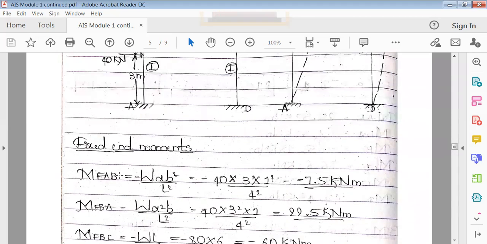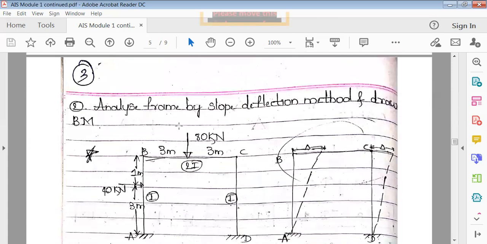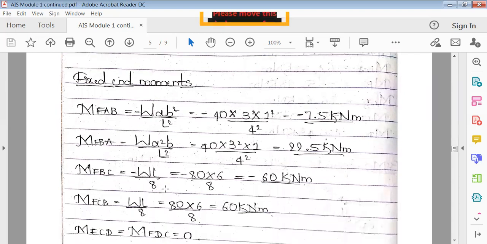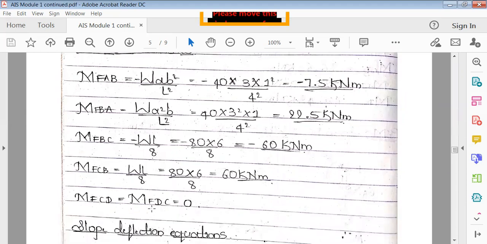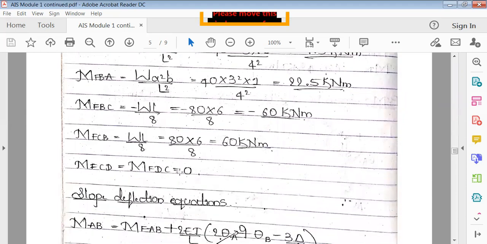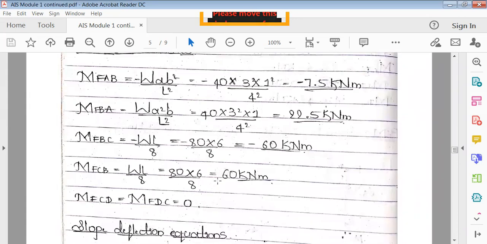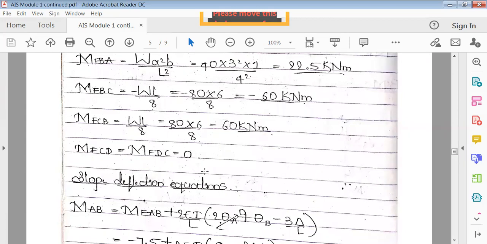Then MFBC. So MFBC is 80 kilonewton, which is again acting exactly at the center. So it is now minus WL by 8. Then MFCB is plus WL by 8. MFCD is equal to MFDC. There is no load acting here, so this would be 0. Next, finding the slope deflection equation.